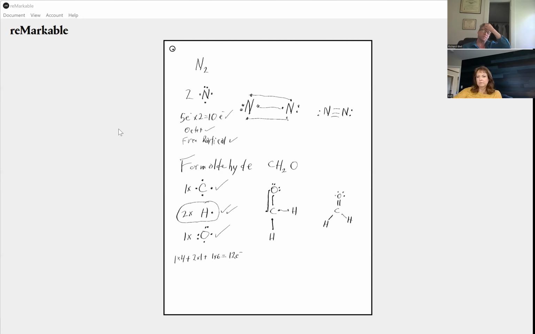And again, I took some artistic license and kind of redrew this with, instead of drawing the hydrogens straight out, I drew them at an angle. Let's do our checks. Is the octet rule satisfied?